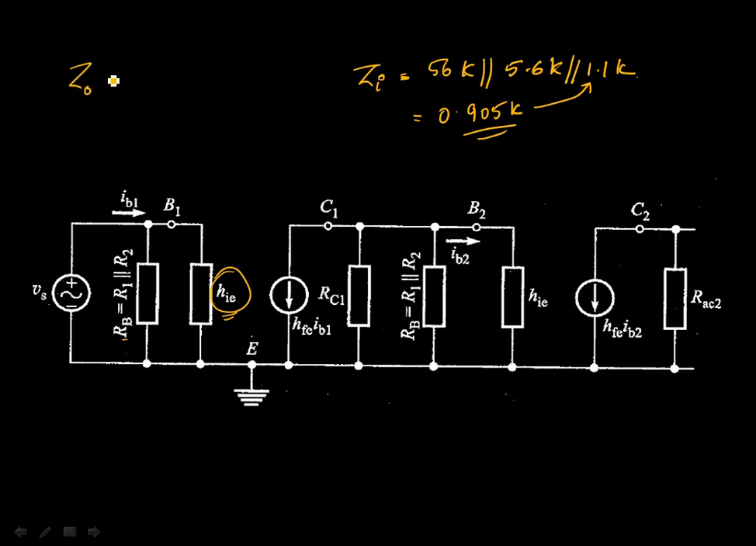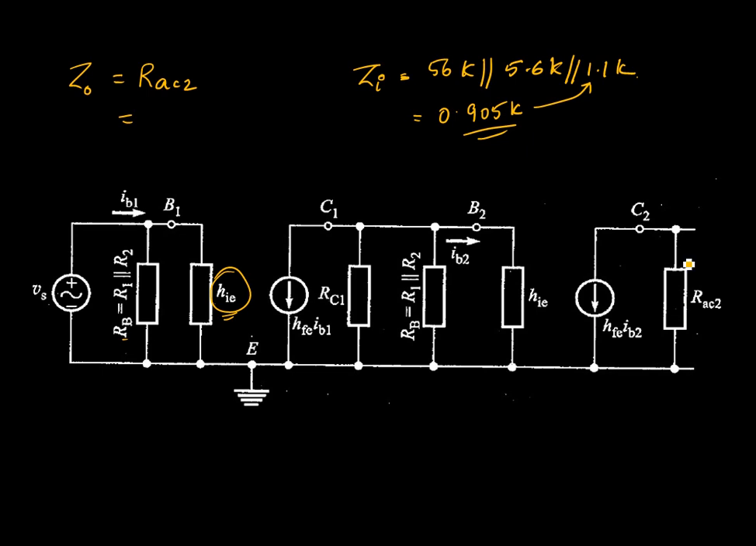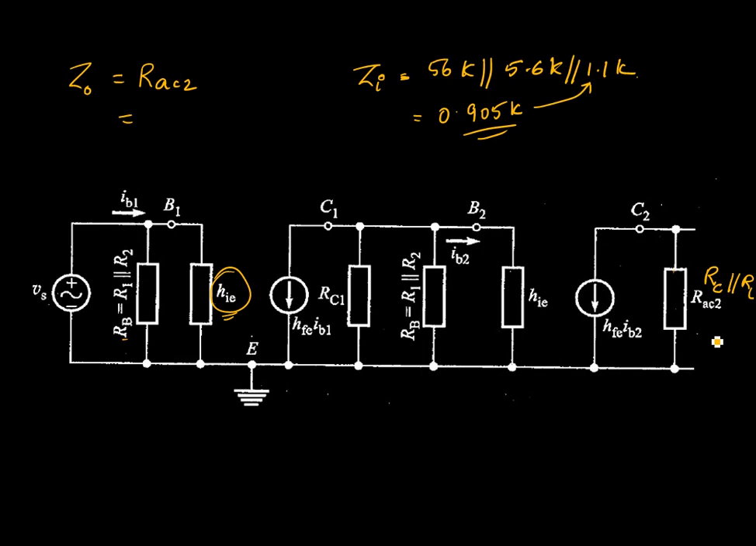Now what about the output impedance? Output impedance is nothing but RAC2. What is RAC2? From the previous figure you can see it is a parallel combination of this 2.2 kilo ohm and 3.3 kilo ohm, that is represented as RAC2 here. This is the parallel combination of RC parallel to RL. So that is 3.3K parallel to 2.2K. You will get it as 1.32 kilo ohm.